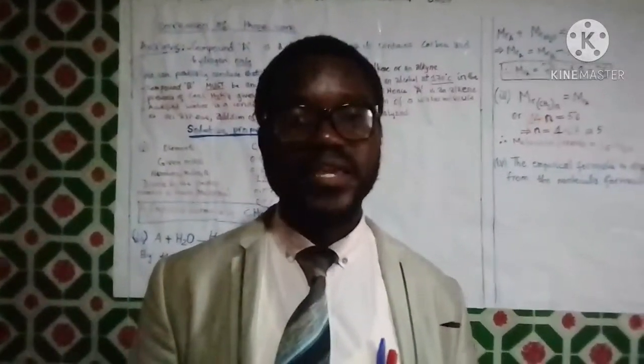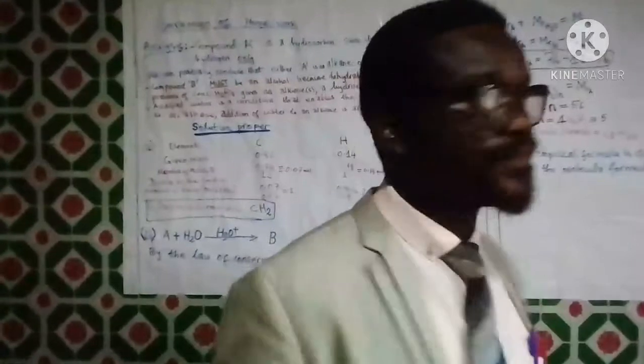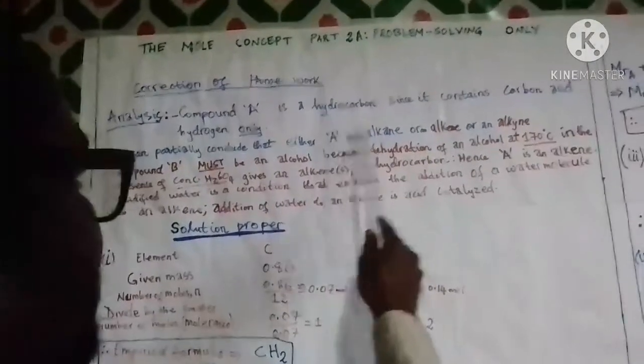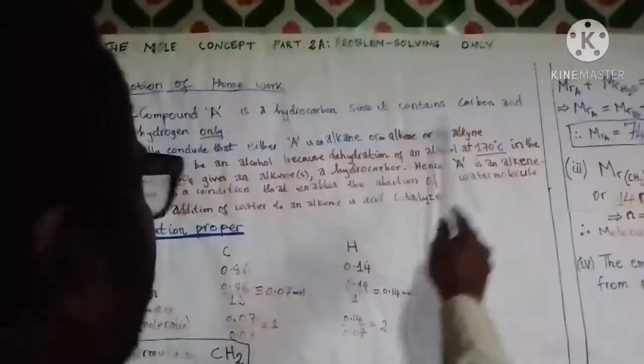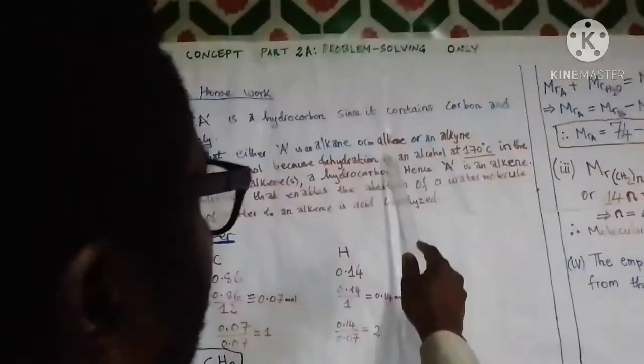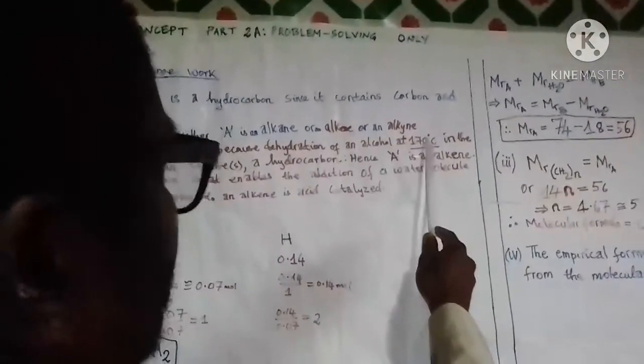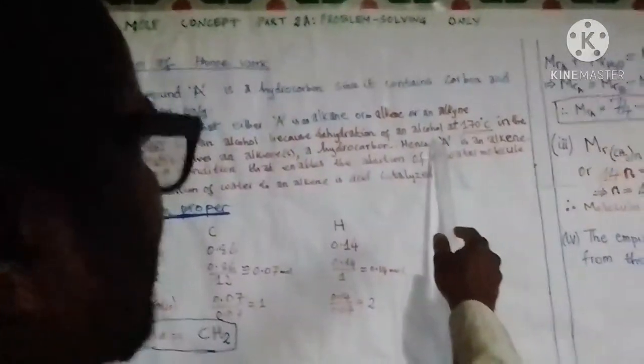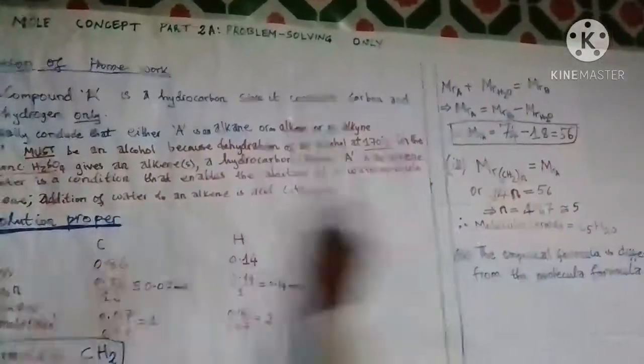Now let's begin with the analysis of this question. Compound A is a hydrocarbon since it contains carbon and hydrogen only. We can partially conclude that either A is an alkane or an alkene or an alkyne. Compound B must be an alcohol because dehydration of an alcohol at 170 degrees Celsius in the presence of concentrated sulphuric acid gives an alkene, a hydrocarbon. Hence, capital A is an alkene.